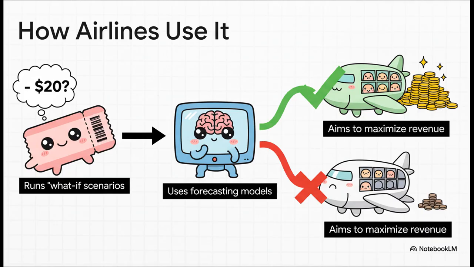They're using a powerful model-driven system to ask, what if we drop the price on the Tuesday morning flight to New York by $15? How many more people will buy a ticket, and what does that do to our total revenue? The system runs these simulations to find the sweet spot, constantly tweaking prices to make the most money. It's all about actively shaping the future.